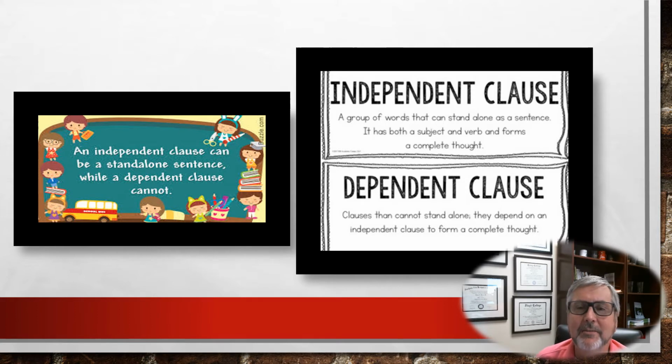Let's start by defining independent clause and dependent clause. My guess is many of you will recognize these definitions. An independent clause is a group of words that can stand alone as a sentence. It has both a subject and a verb, and it forms a complete thought. A dependent clause is a clause that cannot stand alone. They depend on an independent clause to form a complete thought.